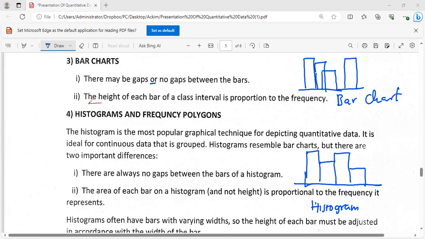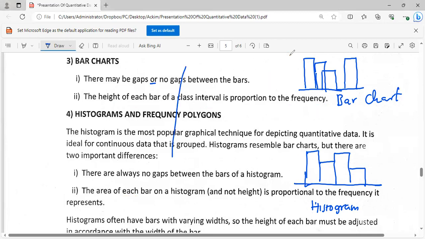Then the height of each bar, so this is another difference. The height of the bar of the class interval is proportional to the frequency. So for the bar chart, the height is always frequency. But if you look at the histogram, when the class widths differ, we use what is known as the frequency density. You find there are always no gaps between the bars of the histogram. The area of each bar on a histogram, not height, is proportional to the frequency it represents.